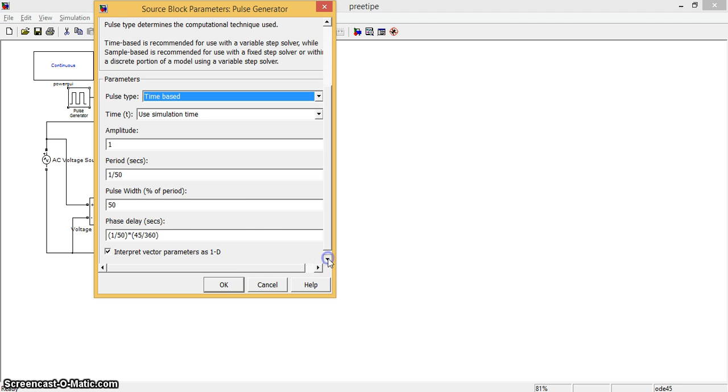Now the main thing is the phase delay. If the pulse starts at 0, where the voltage starts at 0, the SCR will turn on at 0 degrees only. Now we want the SCR to fire at 45 degrees. So we put 1 by 50 into 45 by 360, because one complete cycle is 360 degrees. If we want to fire at 45, we keep 45 here.